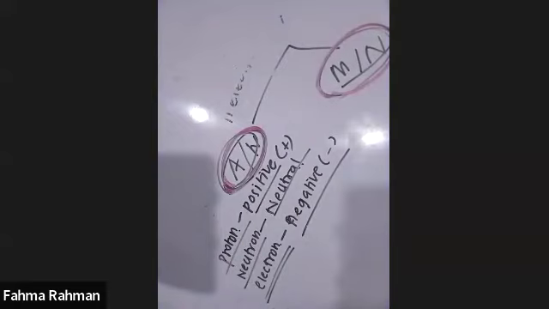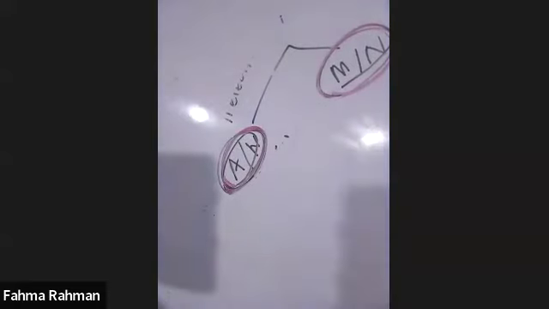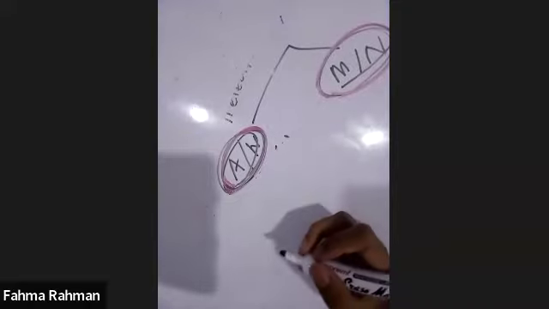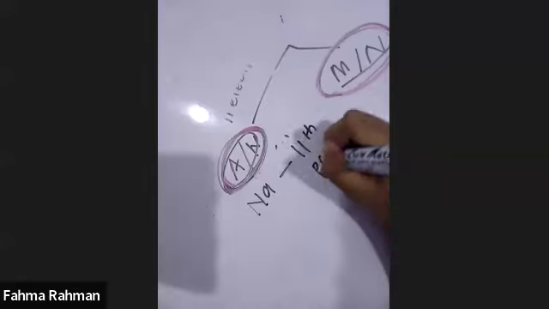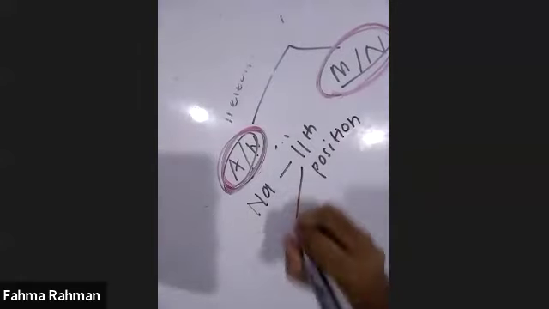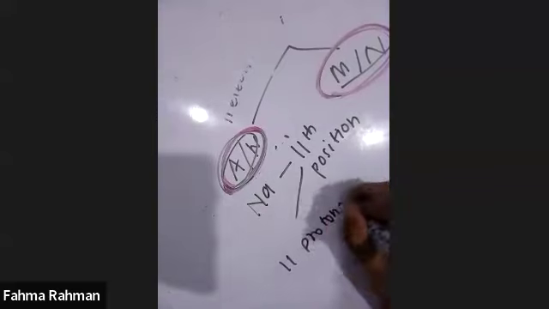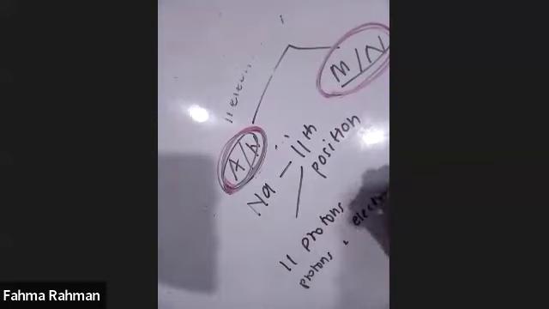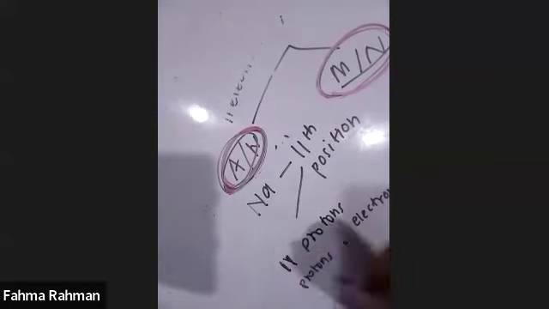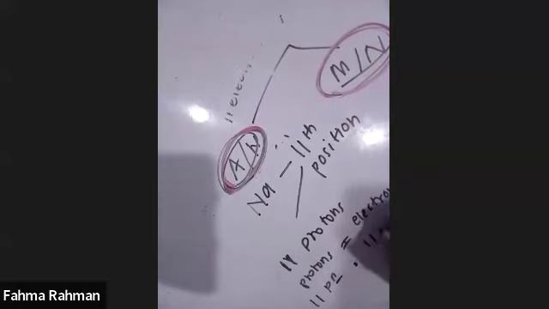And then the atomic number of an element is the position of the element in the periodic table. Sodium is in the 11th position, which means it has 11 protons, and the number of protons equals the number of electrons. So sodium has 11 protons and also 11 electrons. In the sodium atom, you have 11 protons as well as 11 electrons.